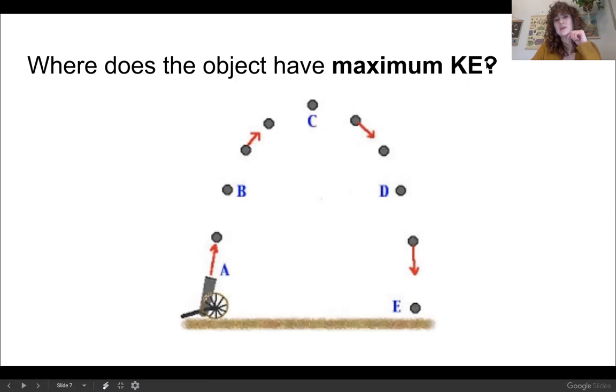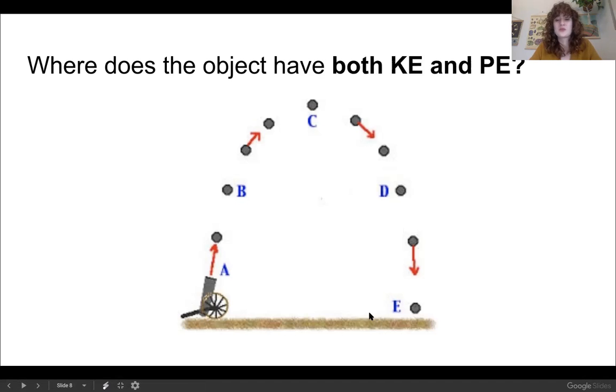So what about the maximum kinetic energy? Well, where would this cannonball be moving the fastest? If you think about it, it'll be where it's closest to the ground. Right before it hits the ground, the cannonball is moving the fastest because it just gained a lot of speed due to gravity. So E has the maximum kinetic energy.